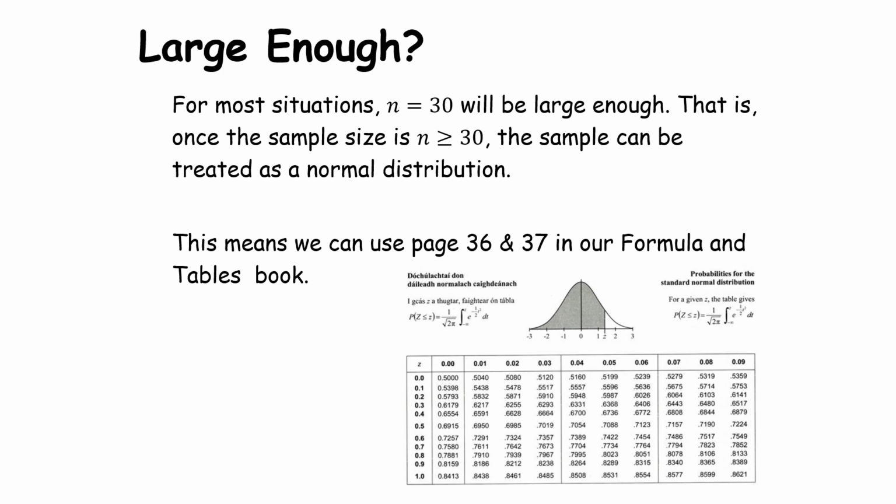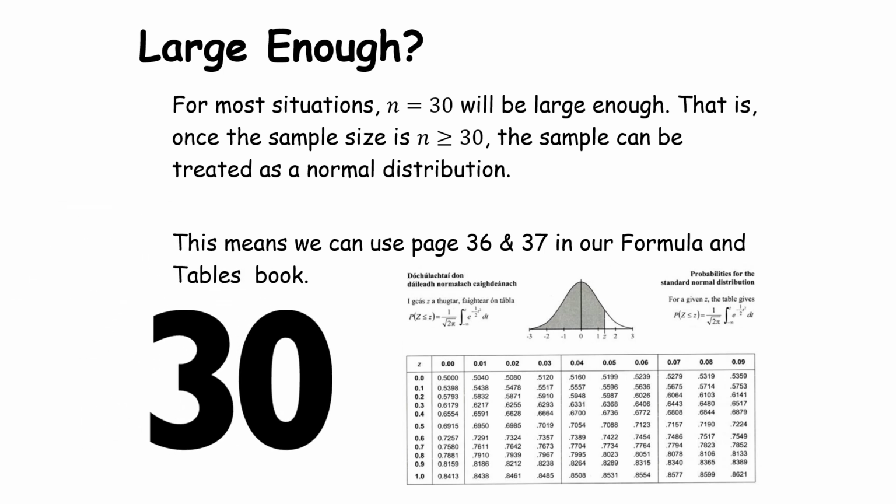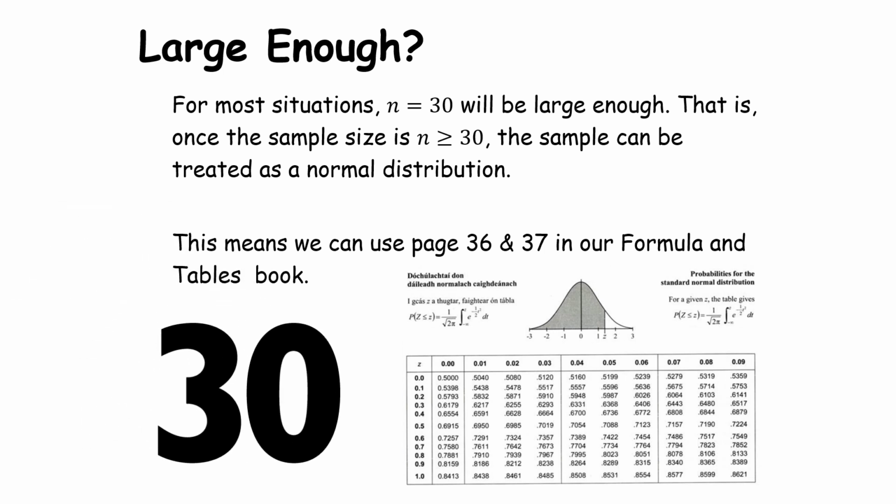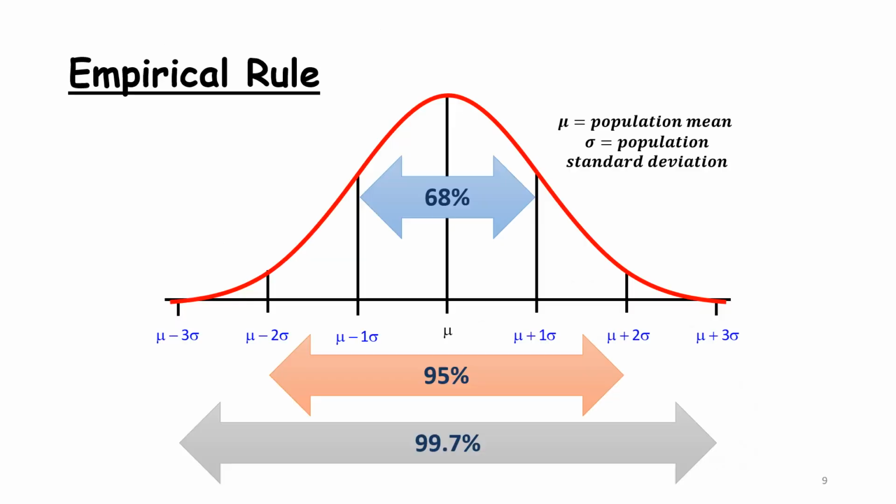It doesn't matter what kind of distribution, it doesn't matter the distribution of the underlying population. Once I have a sample of 30 or more, I can use page 36, 37 for the sample. So our magic number is 30. When we say large enough, we're talking about a sample size of 30 or more, and it's really important that you have that in your head.